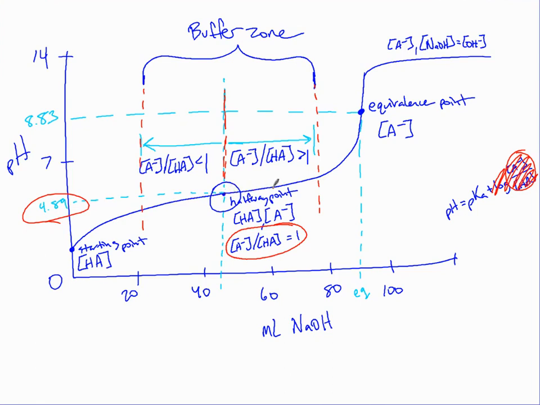Doing it right here allows it to shift farther either way. If you pick a buffer that's right here, you might have a problem where you go beyond this line, and that's called breaking the buffer.